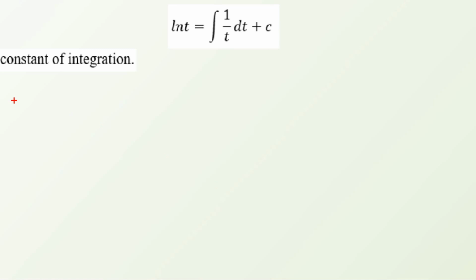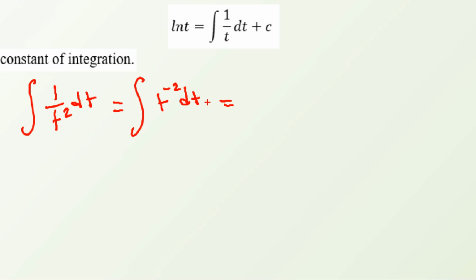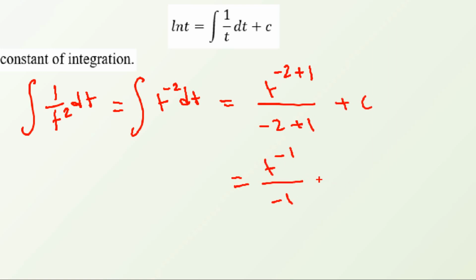Now let me explain the following. Suppose we have the integral of 1 over t squared dt. How can we solve this integral? We can utilize that 1 over t squared can be written in the form of a polynomial of a negative power, which is the integral of t to the minus 2 dt. Then we increase the power by 1, that would be t^(minus 2 plus 1) over minus 2 plus 1 plus c. That would be t to the power minus 1 over negative 1 plus c, which is basically minus 1 over t plus c.